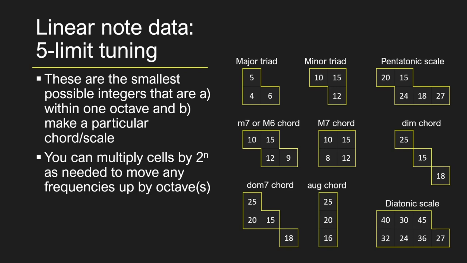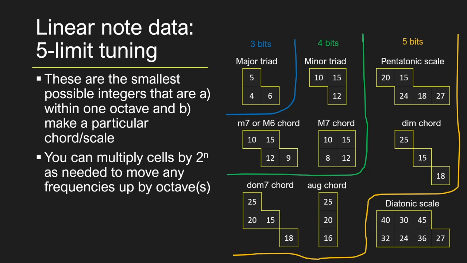So what this table is trying to tell you is that if you can only allocate 3 bits for your note data, with just internally tuned note data, you can already make major triads, because these fit 3-bit integers. Minor triads, minor seventh chords, and major seventh chords fit 4-bit integers. With 5 bits, you can develop full pentatonic scales, diminished chords, dominant seventh chords, and augmented chords. And with 6 bits, you have the full diatonic scale.